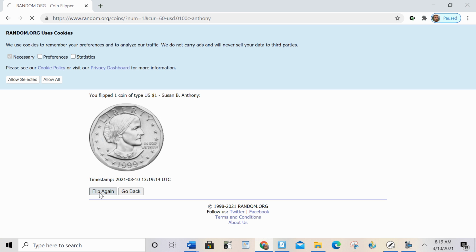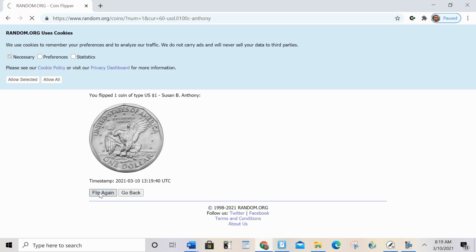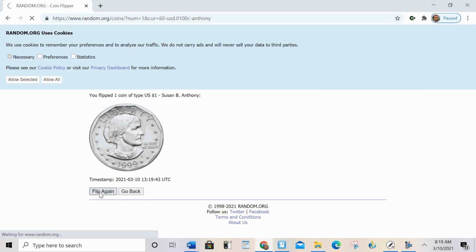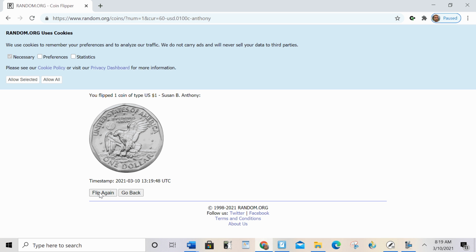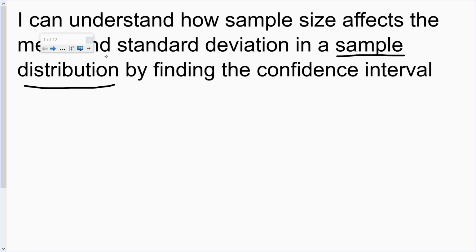So that's 1 out of 1, 1 out of 2, 2 out of 3, 3 out of 4, 3 out of 5. So if I put this on what we call a sample distribution, we got 3 out of 5, which is 0.6.